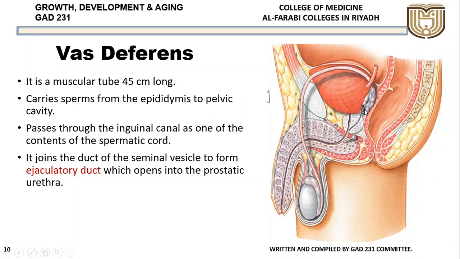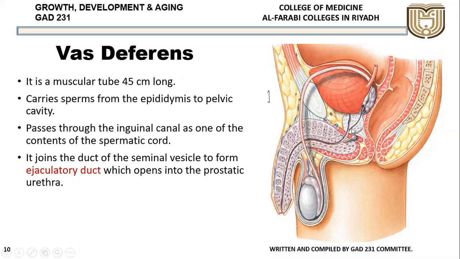The seminal vesicle and vas deferens join together to form the ejaculatory duct, which opens into the prostatic urethra. So this is the prostate here. It passes through the prostate and opens into the urethra. This is the urinary bladder, this is the ureter, and this is the urethra, which will drain the urine outside.